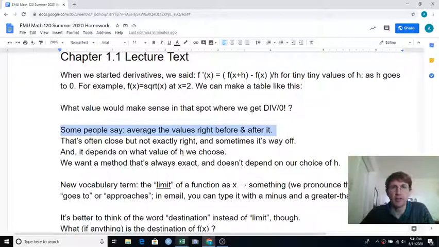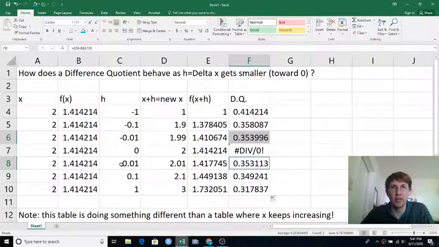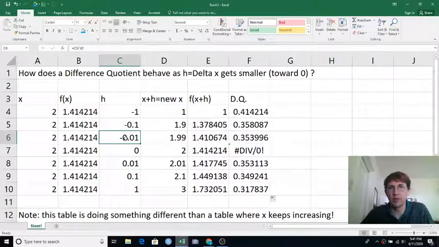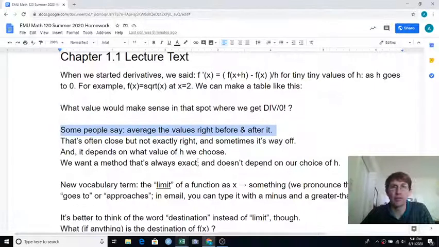And it depends on what value of h we choose. If I had chosen to use 0.001 and negative 0.001 here, I'd get a different value for the average of those two things. So we want a method that's always exact and that doesn't depend on our choice of h, something that's objective and immediate, sort of. So we're going to say the word for that before we actually say how to do it.